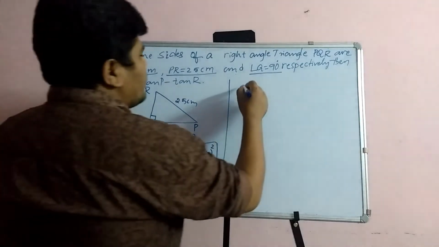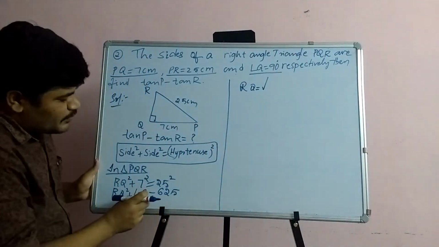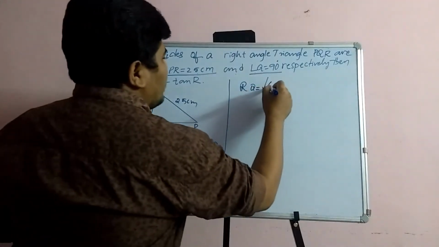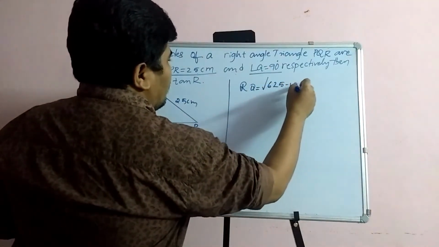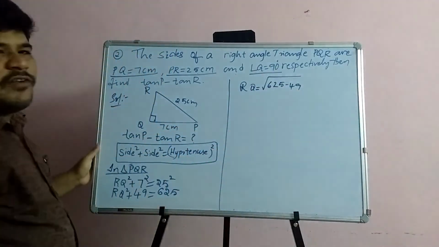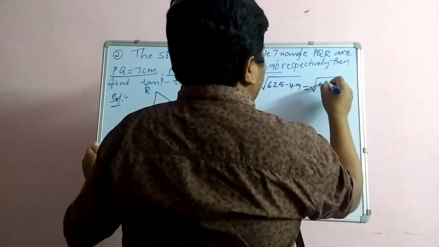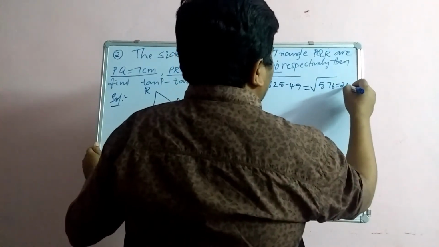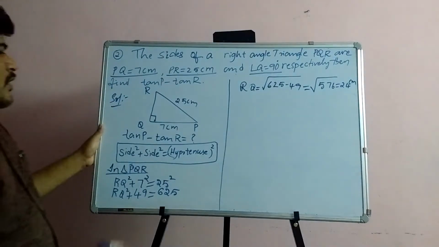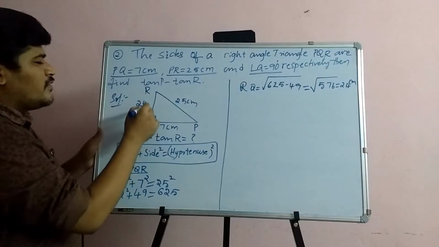Now, what is RQ equal to? RQ is equal to under root. First we have to transpose 49 to the right hand side, then that becomes 625 minus 49. And the square becomes square root. So square root of 625 minus 49 gives us under root of 576, which is equal to 24 centimeters. Now we got this RQ or QR as 24 centimeters.